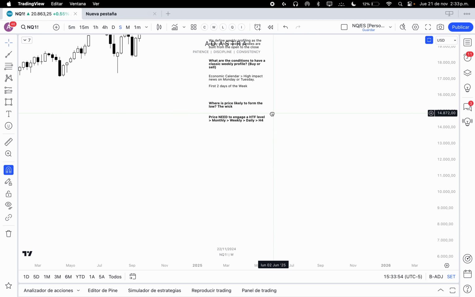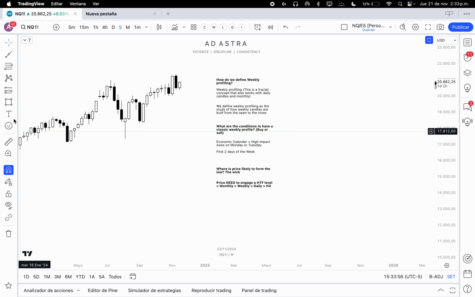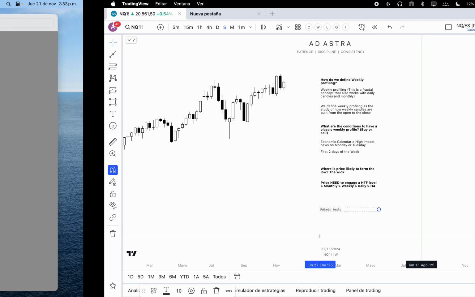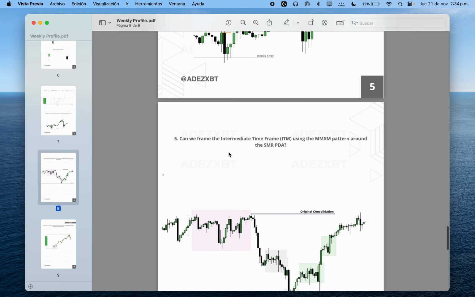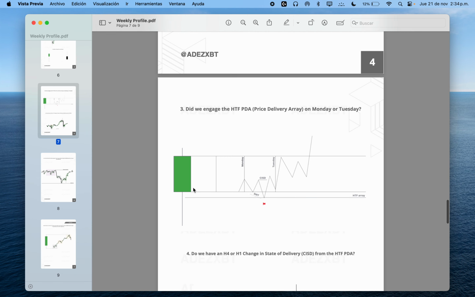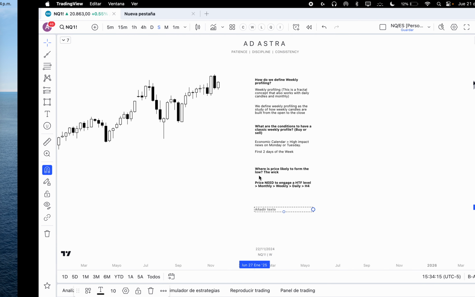And then what is the next step? Okay, the next step, let's say price already, let's go. I already have the open. We have high impact news on Monday. We create some liquidity here on Monday. We have high impact news on Tuesday. We engage a higher time frame array. And what are these two components?